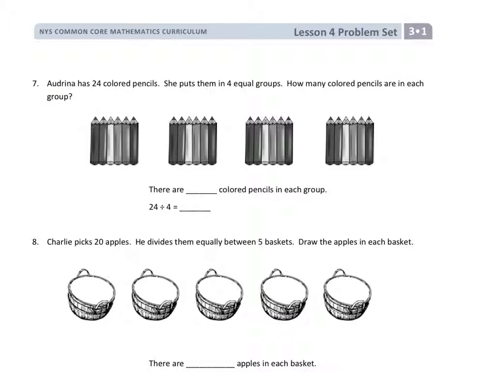Let's take a look at this. So there's 24 total. That's our total, and it's represented there. There are 4 groups, and that's represented there. We're trying to find out the unknown factor, which is how many are in each group. Let's count them. 1, 2, 3, 4, 5, 6. There are 6. That was our unknown factor. 24 divided by 4 is 6.